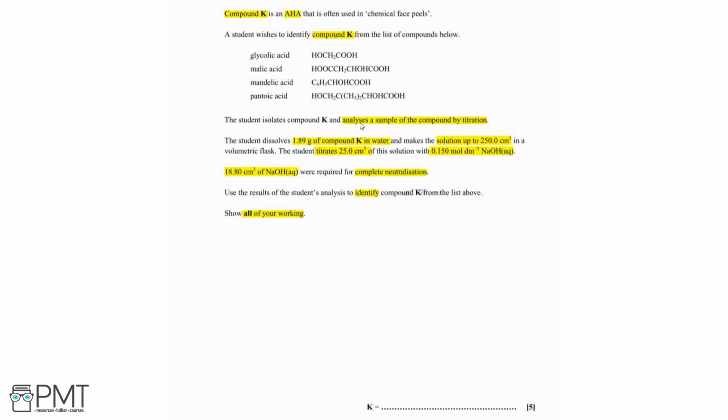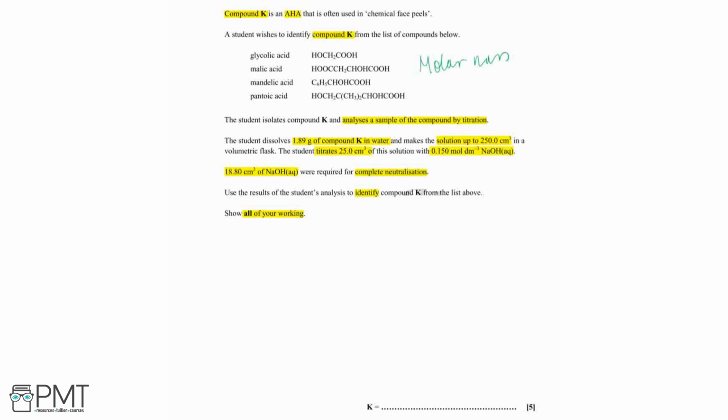So let's start by working out some moles. We've been given quite a lot of information, so we need to find a suitable starting point. In order to identify compound K, we're going to need to have a molar mass overall, so we need to work our way back to get that molar mass of K.